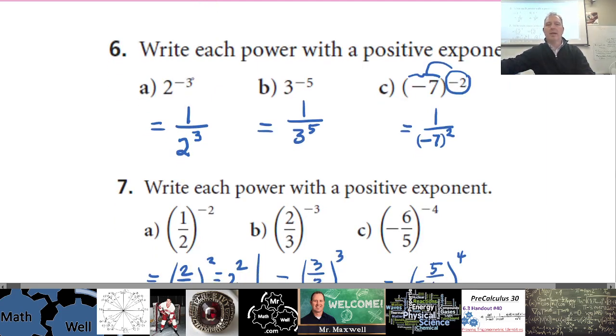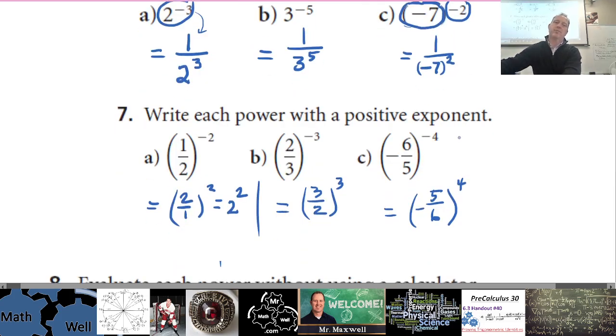That's what this negative does. It sends this whole power down to the denominator. Okay, 1 over 2 to the positive 3, and so on. 1 over 3 to the positive 5. This is 1 over negative 7, because the exponent attaches to the entire number there, to the positive 2. 1 over negative 7 to the positive 2.